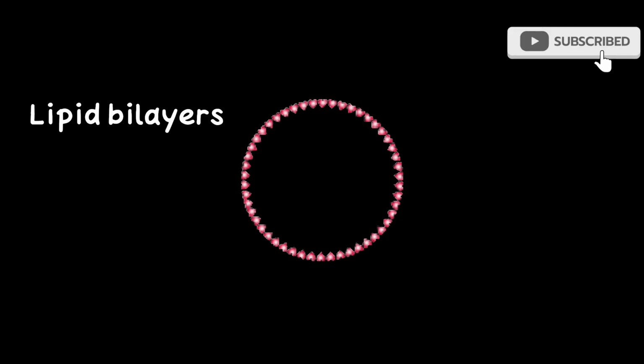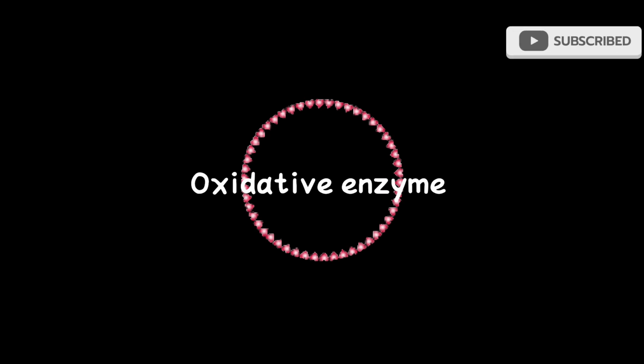If we see the peroxisome, it is a small membrane-bounded organelle. It contains oxidative enzymes. What is the function of the peroxisome? To break down fatty acids and amino acids, and it detoxifies harmful substances like hydrogen peroxide.